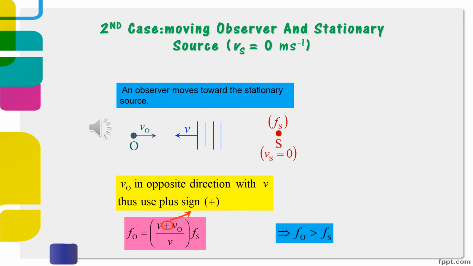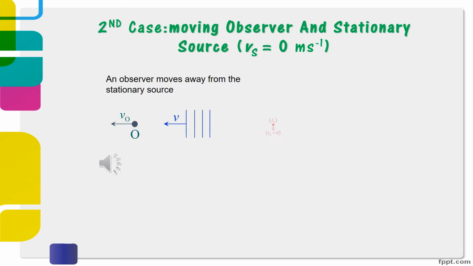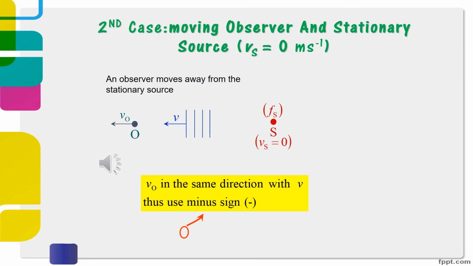The second case is a moving observer and stationary source, which means Vs is equal to 0 meters per second. The first thing is when an observer moves towards the stationary source. As we can see here in the diagram, Vo is in the opposite direction to V, thus we must use a plus sign. Next, when an observer moves away from the stationary source, in the diagram, Vo is in the same direction as V, thus use the minus sign.